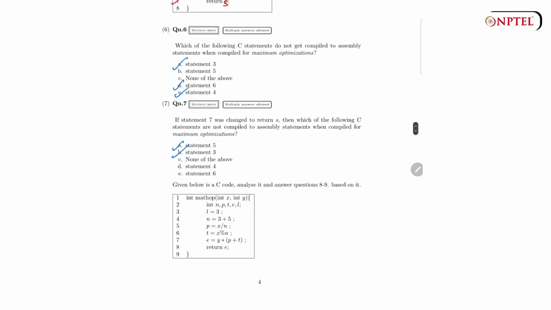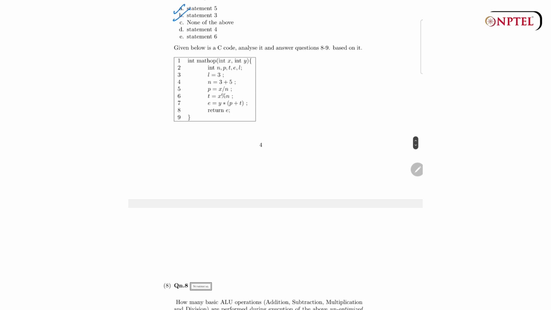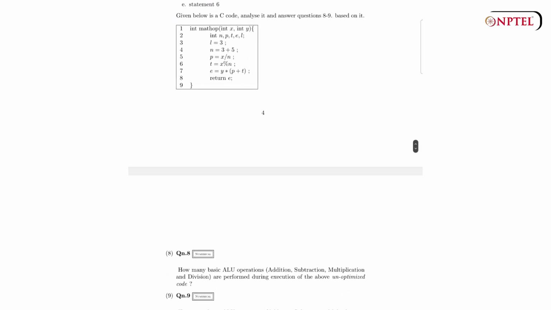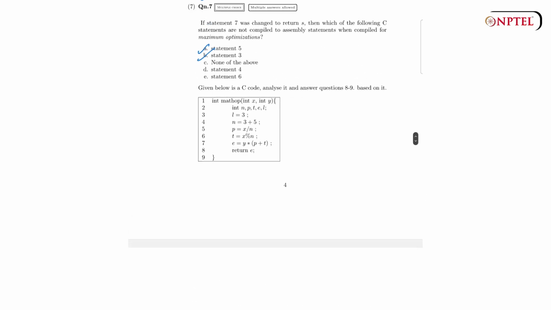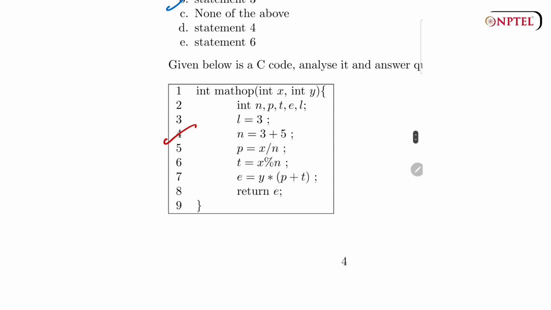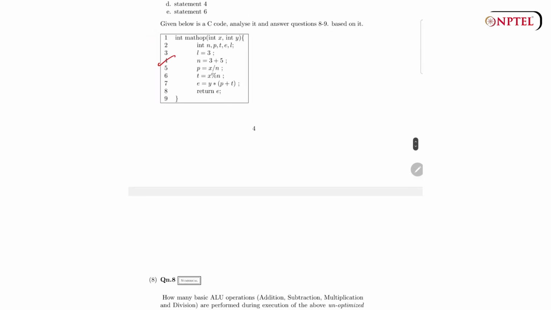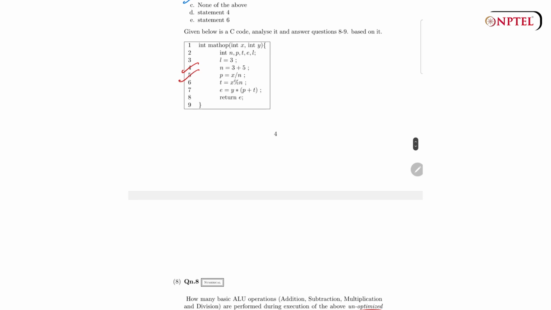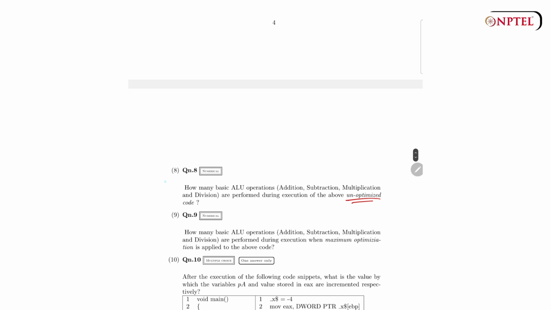Okay. Given below is a C code, analyze it and answer questions 8 to 9 based on it. How many basic ALU operations are performed? So let's just go through what is performed. You have n plus 5. Again, this is talking about unoptimized. So n plus 5 I do, p equal to x by n I do, t equal to this I do, and here I'm going to do 2 of them. So 1 plus 2 plus 3, 1, 2, 3, 4, 5. So I need to do 5 operations.